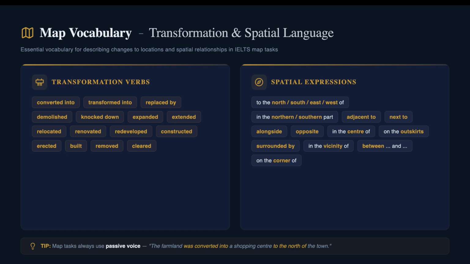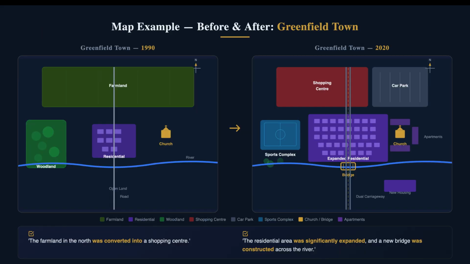So the map task always uses passive voice, same as process diagram. For example, the farmland was converted into a shopping center to the north of the town. Okay, let's have a look at the real example of the map task, before and after Greentown. So in this map, you would see two different Greentowns: the version of Greentown that was in 1990 and the version of Greentown that has recently been renovated in 2020.